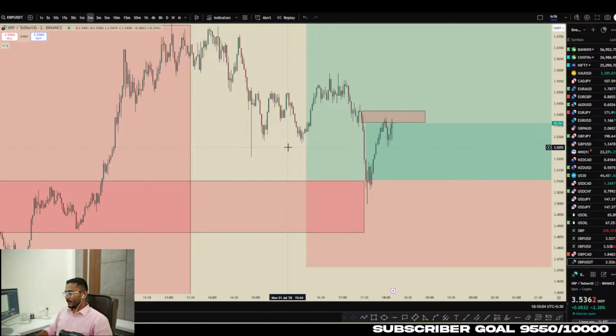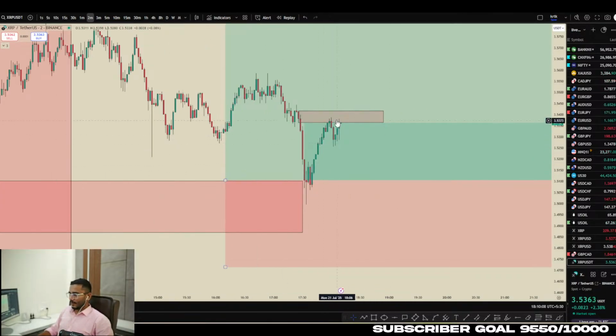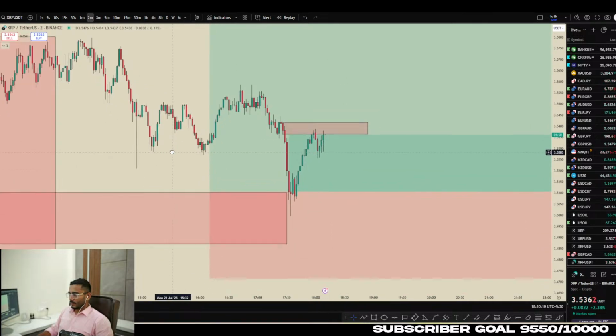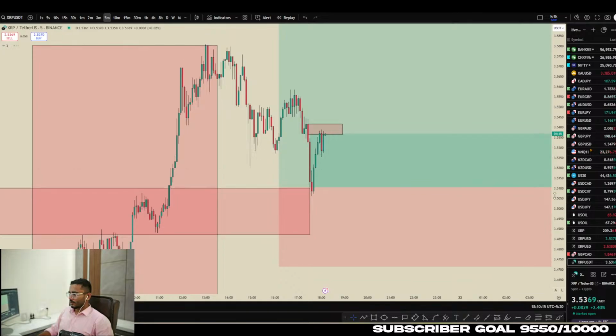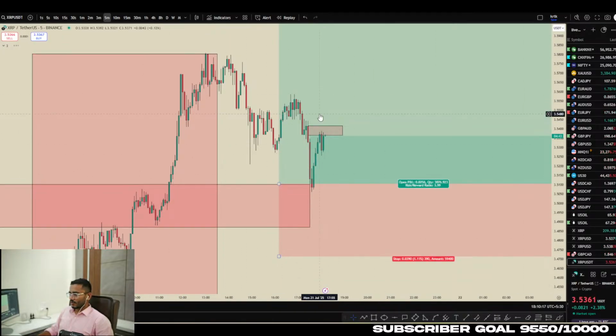So next we can see now price will break this breaker block and it will create a new order block. This is where we will put our stop loss below this low.